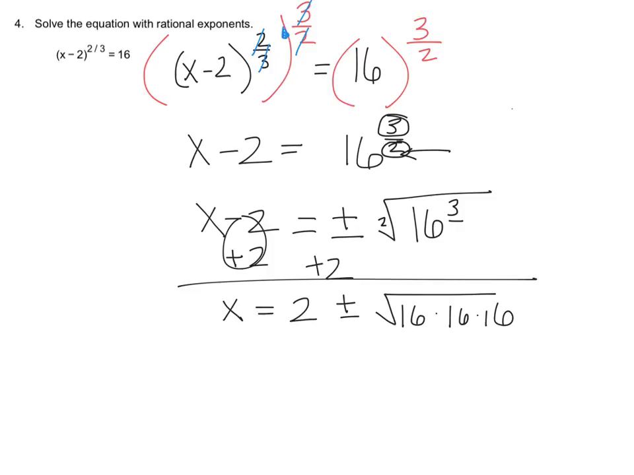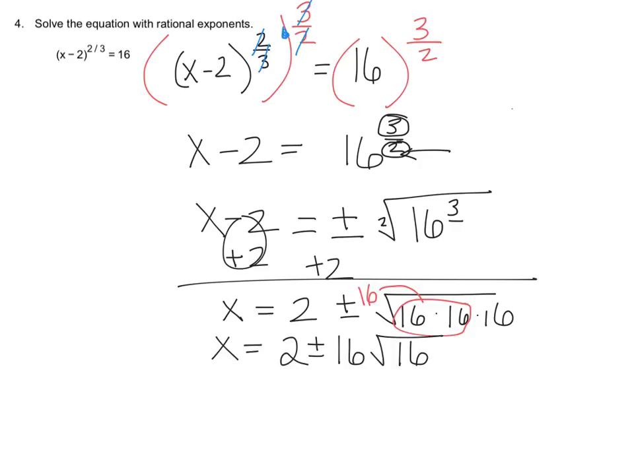Next, we're going to work on simplifying the radical. The radical searches for pairs of 2 of a kind. I have 2 16s, so I'll take out that pair, and when I take it out, it becomes a single 16. Now I have x equals 2 plus or minus 16 times the square root of 16.